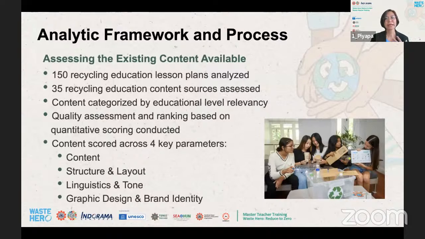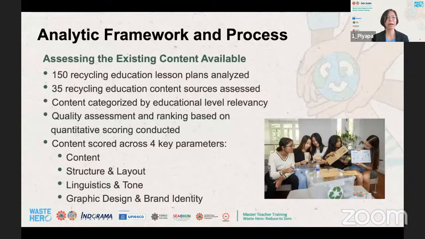A lot of careful consideration went into the creation of the lesson plan materials. We reviewed and analyzed 150 different recycling education materials from 35 different sources. We considered especially the content: what type of content is relevant and which is more applicable for global education.